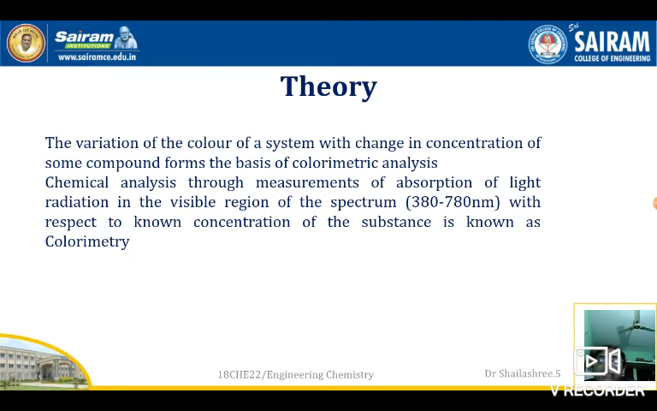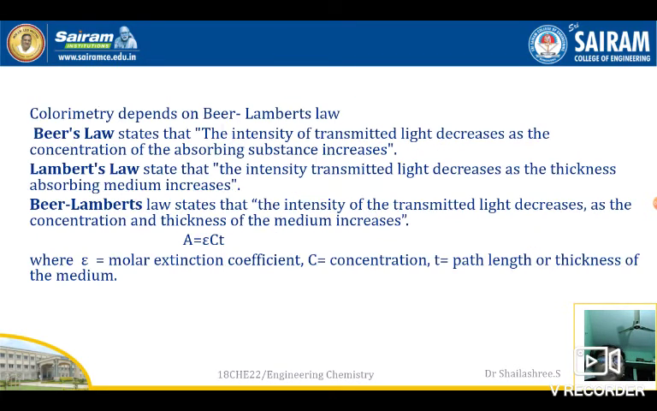And what does colorimetry mean? It is a chemical analysis through measurement of the absorption of light radiation in the visible region of the spectrum with respect to the known concentration of the substance. Here we are measuring the amount of light absorbed by the colored substance in the region of 380 to 780 nanometers with respect to the known concentration of the substance.